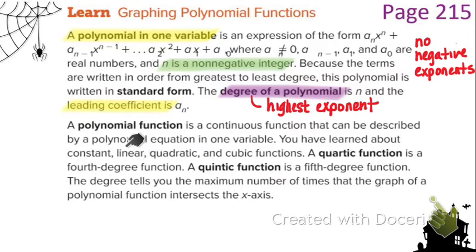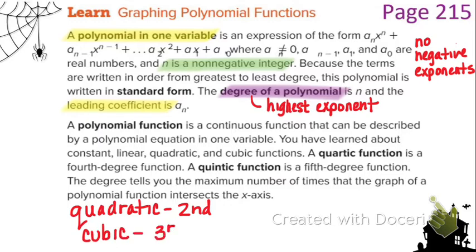If it's a quadratic function, it has a highest exponent of 2. That's a second degree. A cubic function is a third degree. Those are the most popular functions. But we can also have a quartic function. A quartic function is a 4th degree. So quartic is 4th. And a quintic is 5.